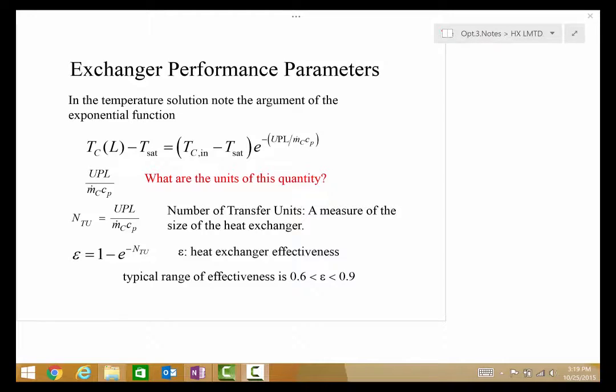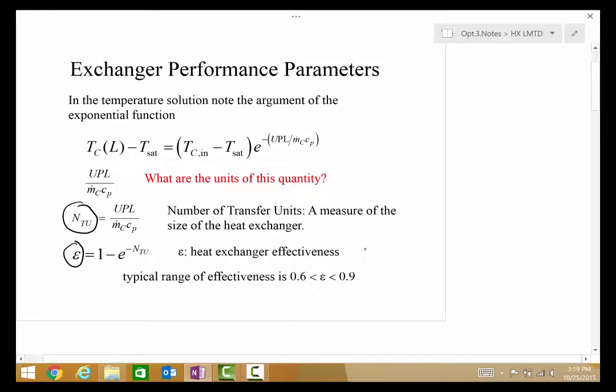There are some basic terms and parameters used to analyze heat exchanger performance. Here we're going to talk about two of those. One is the number of transfer units, often called NTU, which is a measure of the size of the heat exchanger. And the other is the heat exchanger effectiveness, epsilon.